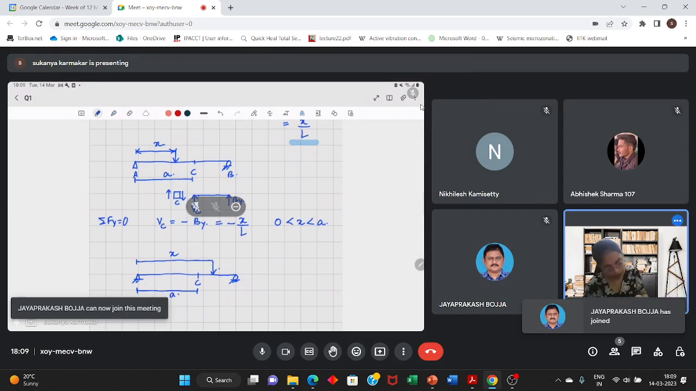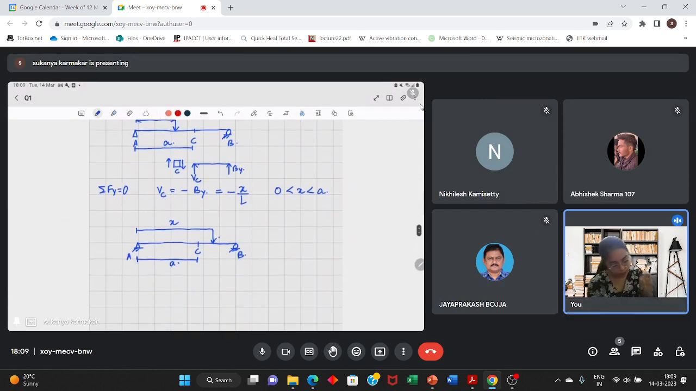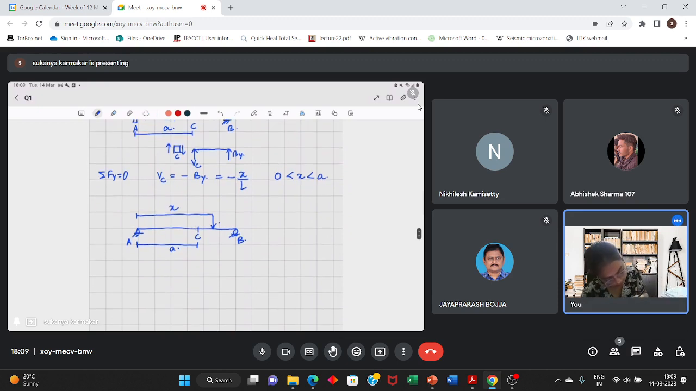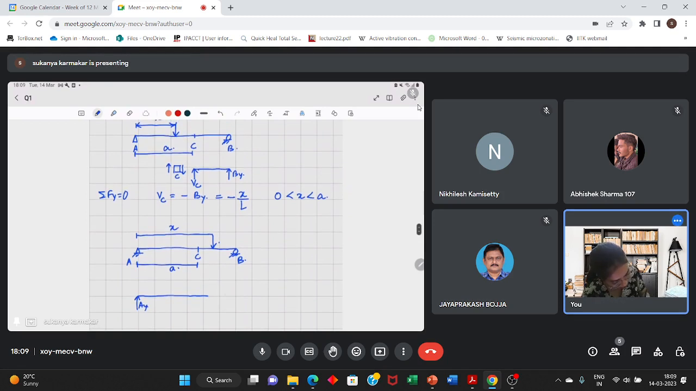So this is A, this is A, C, D. So now we'll consider, let's say, this portion. We know the value of AY, and let this be element C. So this is the sign convention which we are considering. So positive VC will be in this direction.